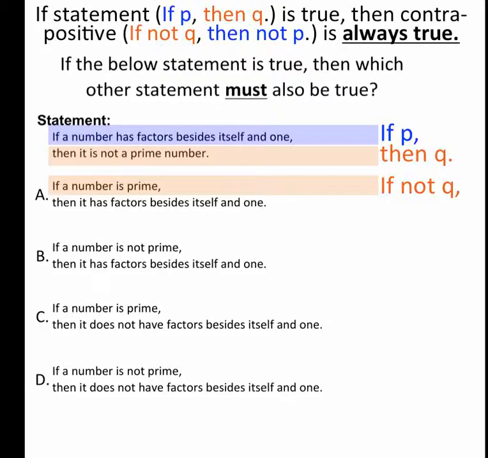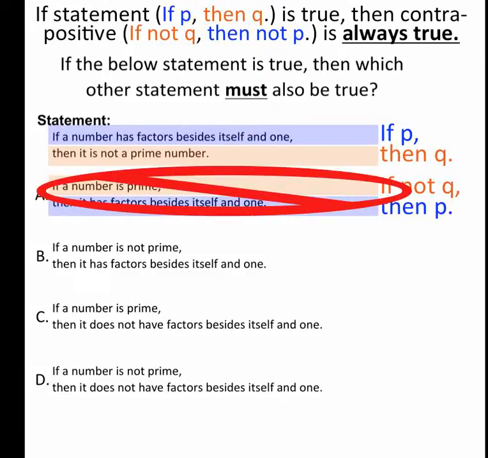So this statement, if a number is prime, that is if not Q, because the Q statement is the number is not prime. So we started out okay, if not Q, then it has factors besides itself and 1. Well, that's the same P statement as it was above, so that is not our contrapositive. A good start, if not Q, but then it's not, then not P, it's just then P. So that is not my contrapositive.